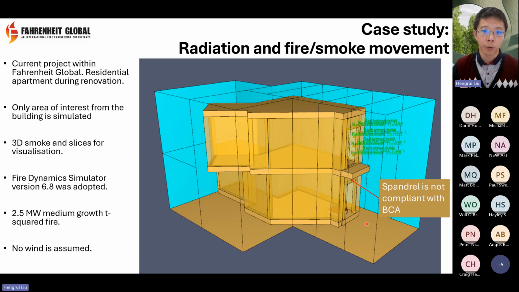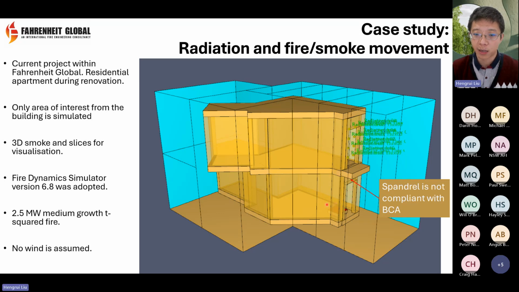So basically, we are only looking at 2 rooms of the whole building, capturing the area of interest we are looking into. The problem here is that we have a non-compliance with the BCA. It's a spandrel.